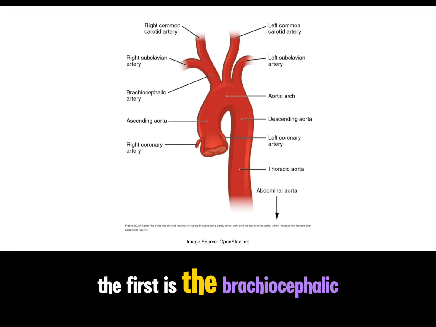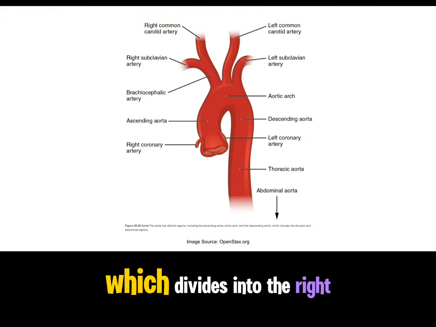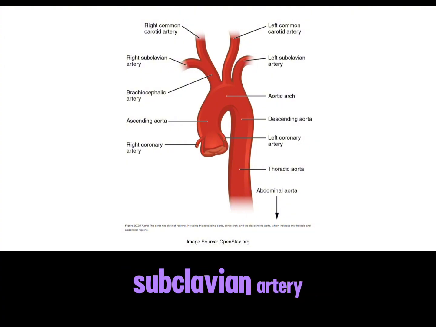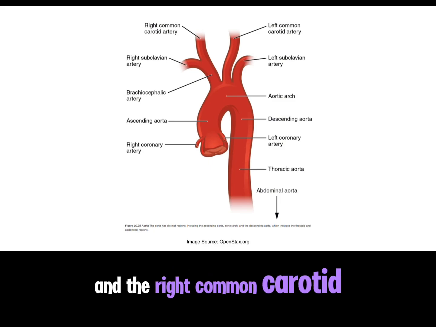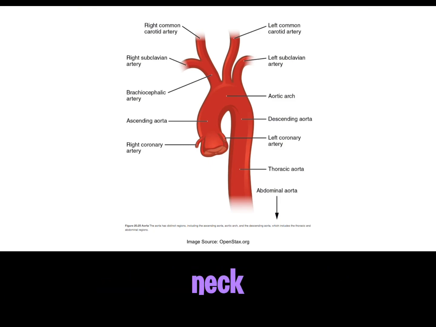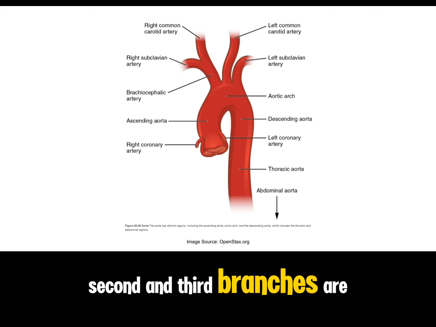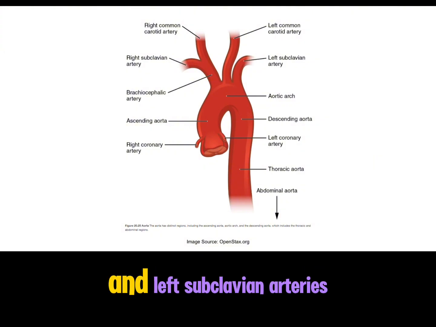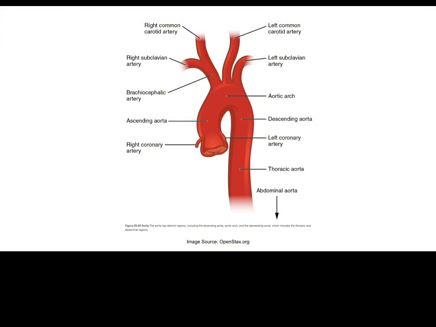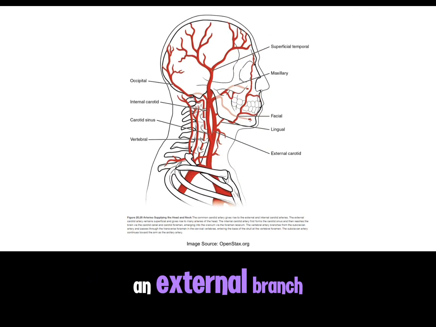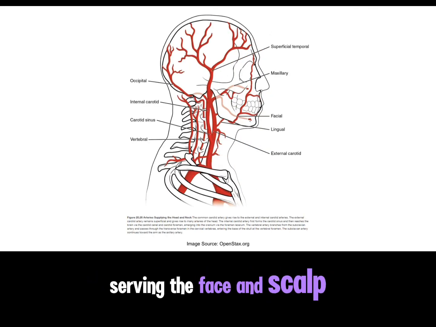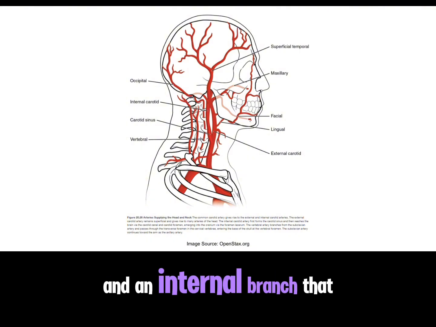The first is the brachiocephalic trunk, which divides into the right subclavian artery supplying the right arm and the right common carotid artery supplying the head and neck. Second and third branches are the left common carotid and left subclavian arteries, which supply the same regions on the left side.